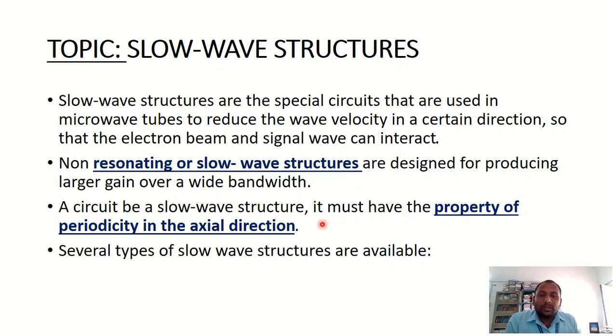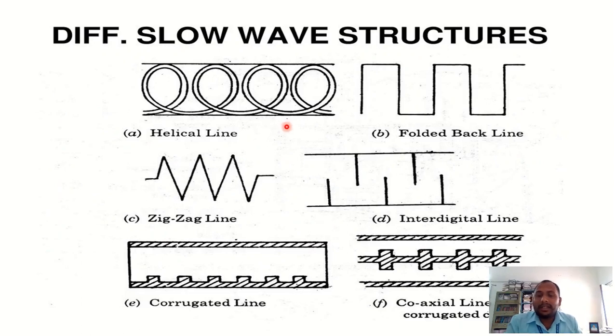And slow wave structures follow the property of periodicity in the axial direction. And these are the several types of the slow wave structures: helical type, or you can call helical line, folded back line, zigzag line, integrated line, corrugated line, and coaxial line. So these are some of the slow wave structures.